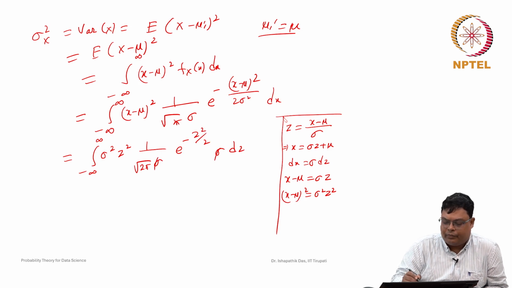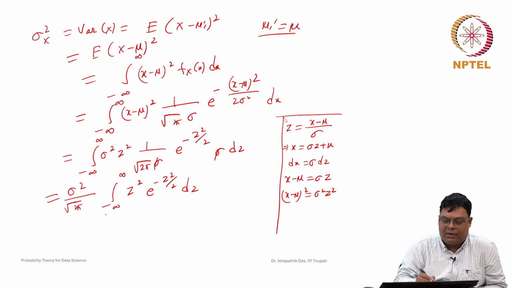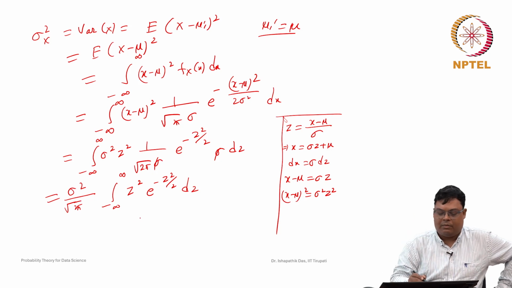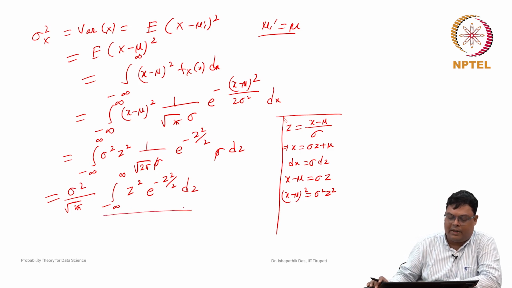So, then what we found is sigma square into sigma square by root 2 pi, integral from minus infinity to plus infinity of z square e to the power of minus z square by 2 dz. So, we found sigma square by root 2 pi times this integral. Now, we want to find the value of this integral. What will be the value? Let us find out that.